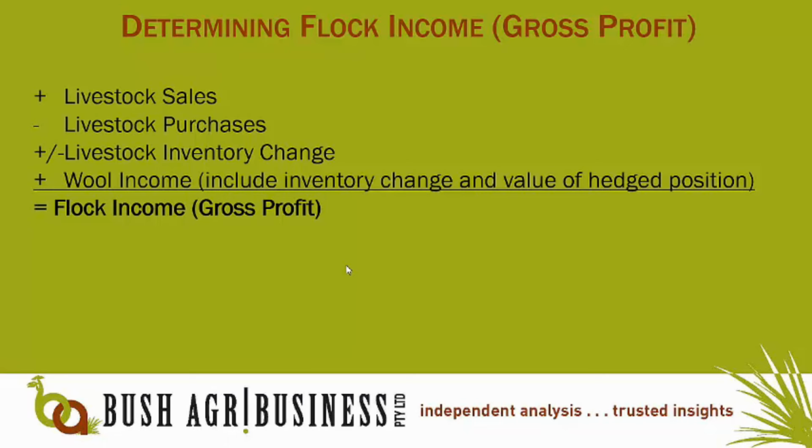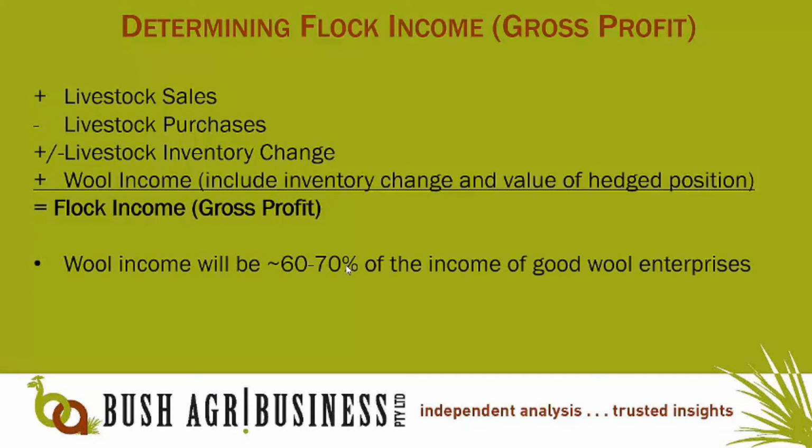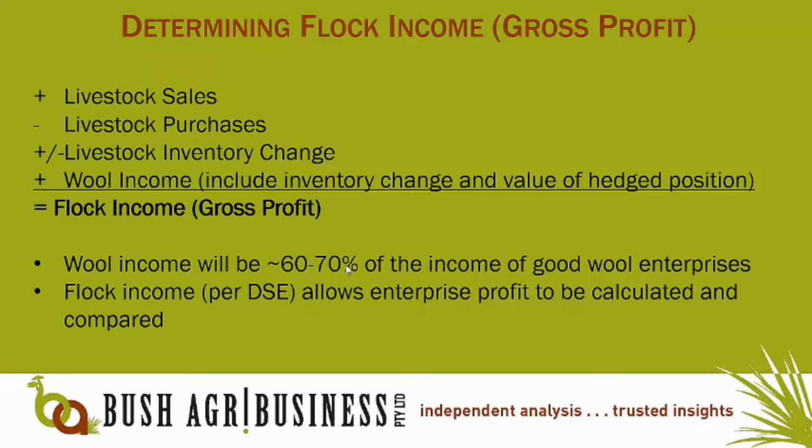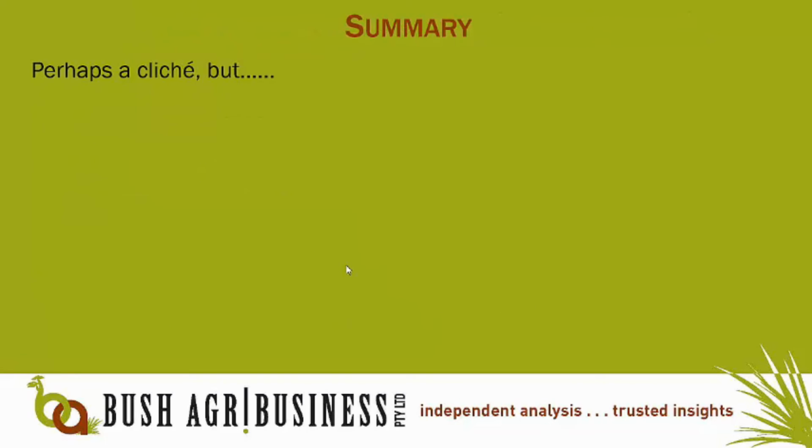And we need to include wool income. That gives us the flock income or gross profit. And we divide that by the number of DSE. It will give us the income per DSE. Wool income is critical. In the long term, it's 60 to 70% of the income of good wool enterprises. So that therefore should be the focus. That's the driver of it. The flock income per DSE lets us work out the enterprise profit and compare that to other enterprises.